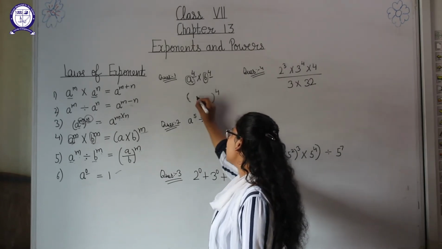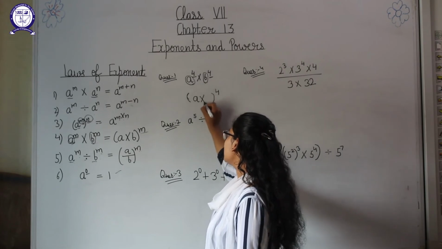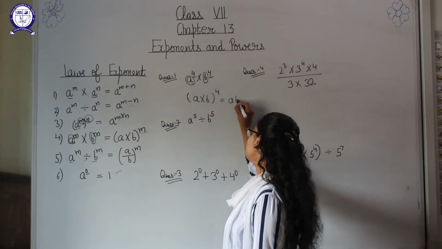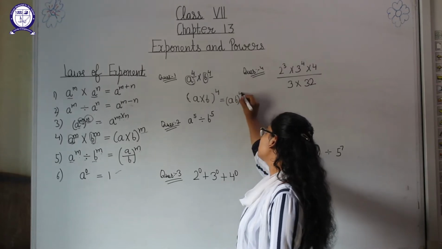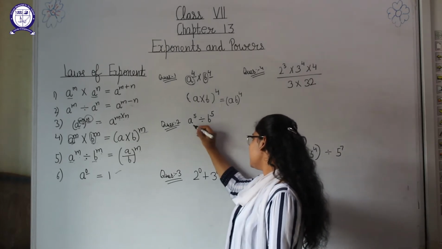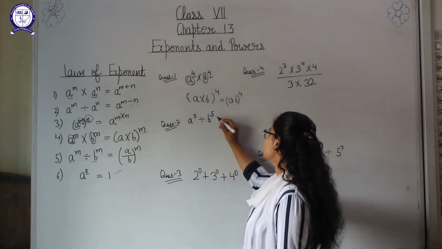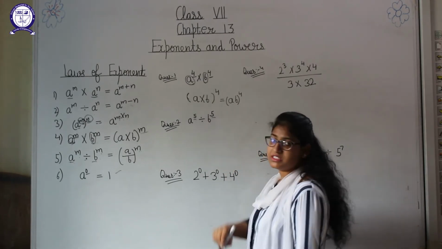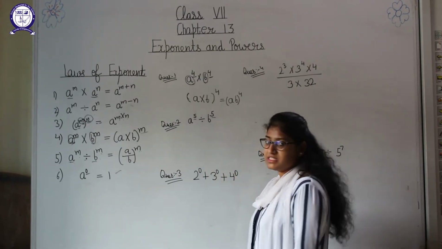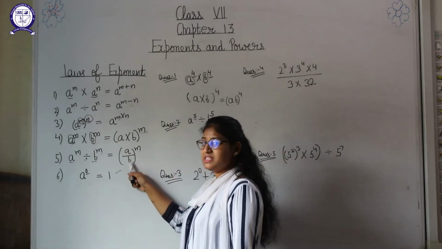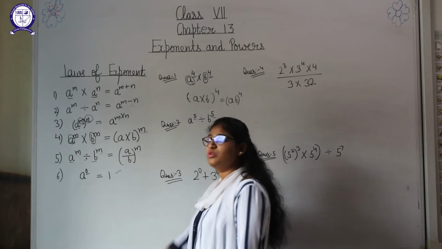And what do we have to do? We will multiply a and b, a into b. So we can write ab, and its whole power is 4. Similarly, here a raised to the power 5 divided by b raised to the power 5. In this they are in division, the powers 5 and 5 are the same, and the bases a and b are different. So in these cases what will we do? We will divide the bases and the power will be the same on both.